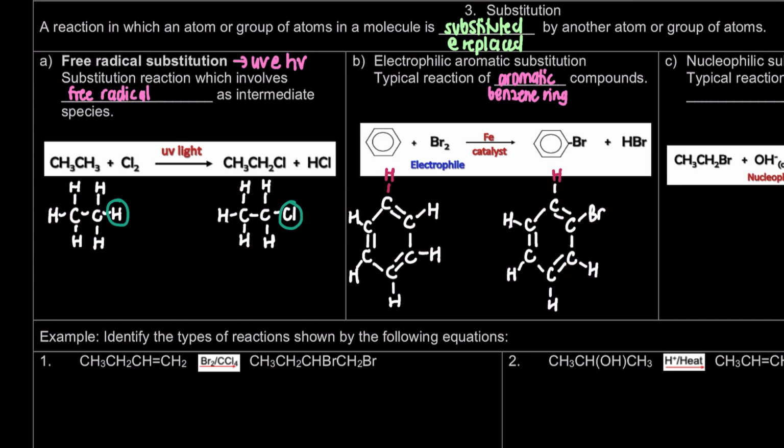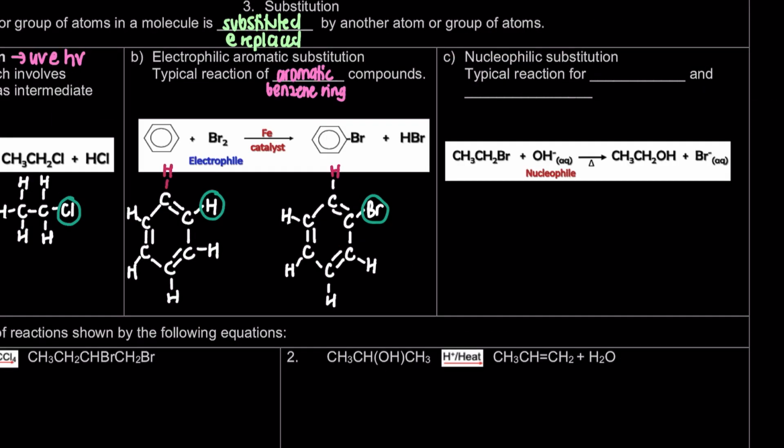So again, this reaction does not undergo addition reaction because the double bond is not changing to single bond. The double bond is still there. And it cannot be elimination because we do not eliminate any atom. So what actually is the difference? The difference is that the hydrogen is being replaced with the bromine. Hence, this is a type of substitution reaction. But specifically, it is electrophilic aromatic substitution because it contains the benzene ring.